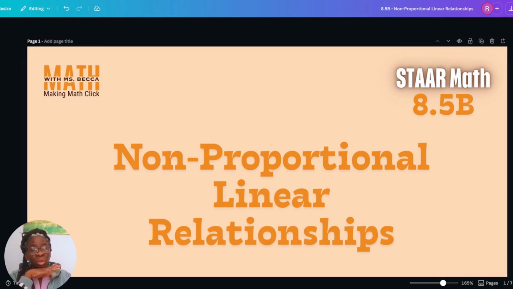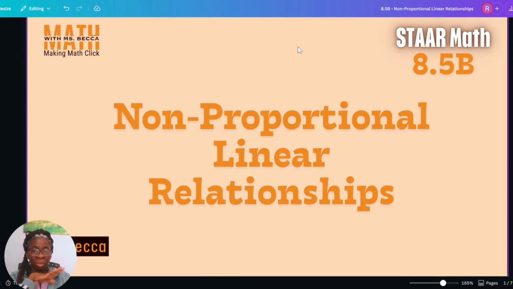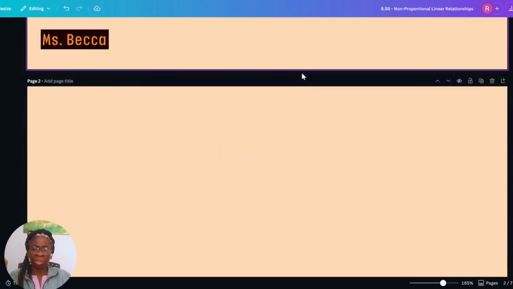Let's practice some STAAR grade 8 math questions on non-proportional and linear relationships. Non-proportional and proportional linear relationships. So what do we mean by proportional or non-proportional?